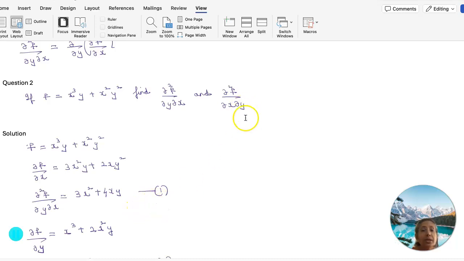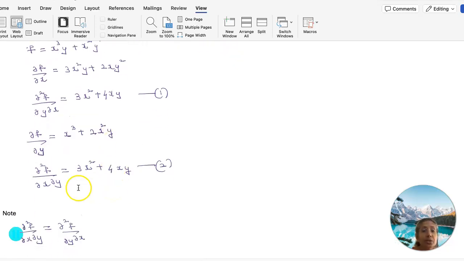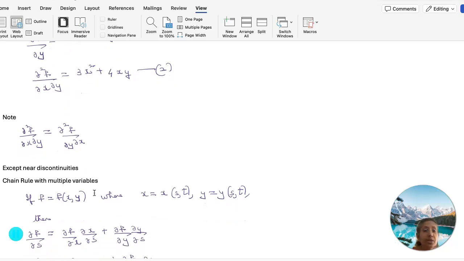What about del f by del y? Del f by del y would be x cubed plus 2x squared y, keeping x constant. And now del 2 f by del x del y, keeping y constant, it will be 3x squared plus 4xy. And note that from 1 and 2, del 2 f by del y del x equals del 2 f by del x del y, and this is always true except near discontinuities.